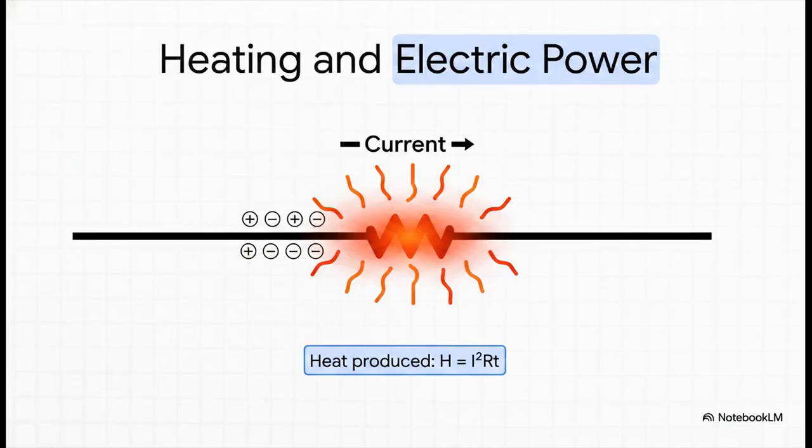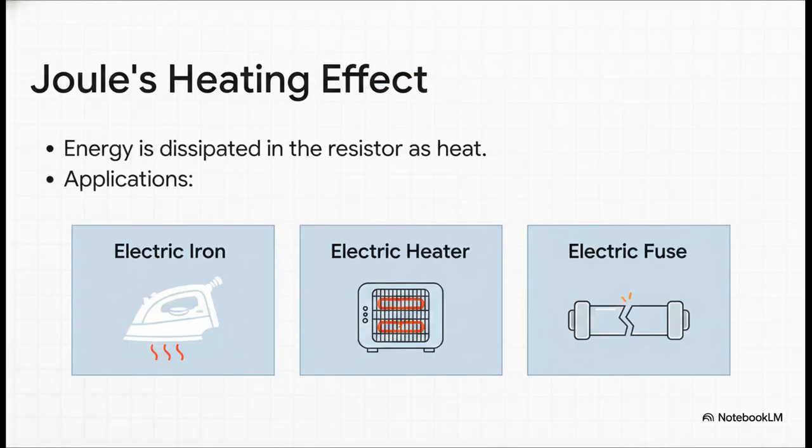So what happens when current pushes through all that resistance? It generates heat, and this is super important. You actually see this heating effect everywhere, in your electric iron, your water heater, even in safety fuses.